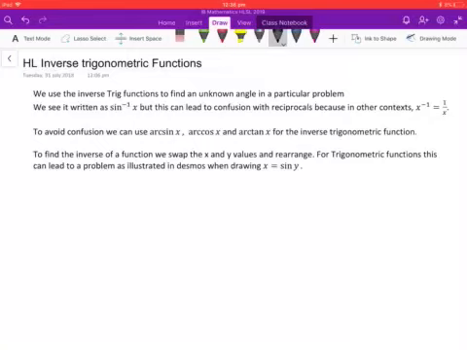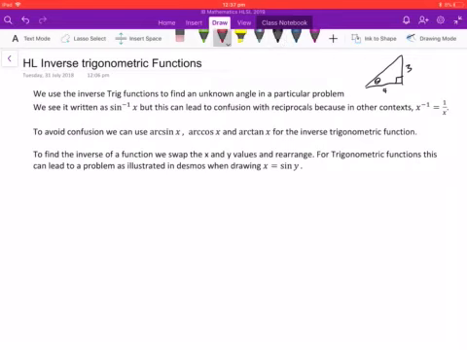Hello again. We want to talk about inverse trigonometric functions. We actually use this all the time when we're finding an unknown angle. A simple trigonometric right angle triangle problem: you've got 3 and 4 and you want to know theta. Well, it's obviously tan theta is equal to 3 on 4, so you do tan inverse.